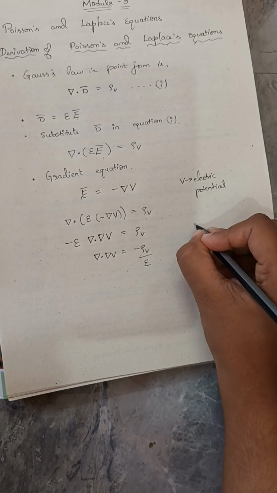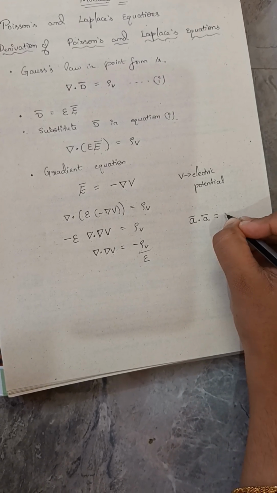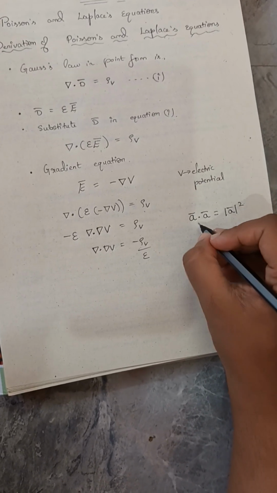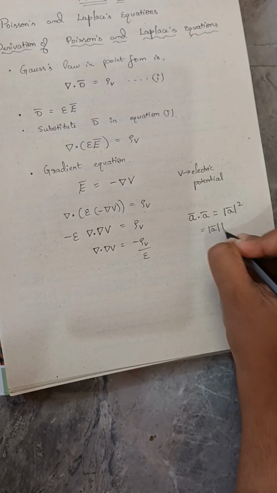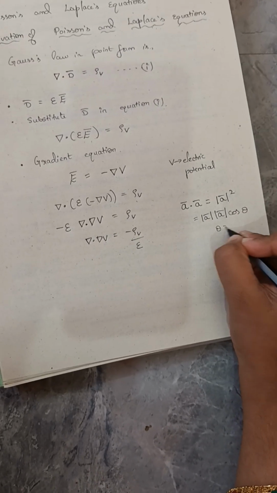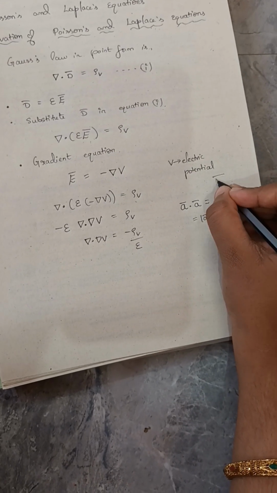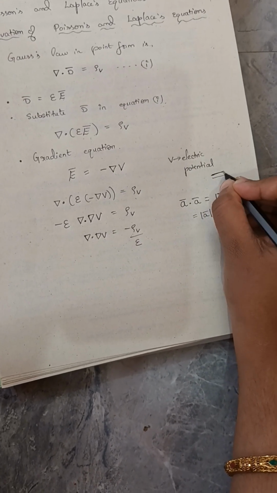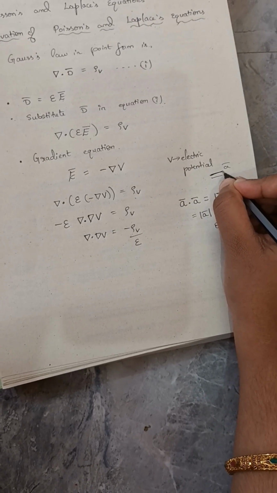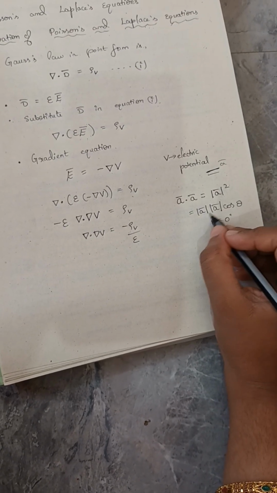We also know that if I take the dot product of two similar vectors, the answer is always the magnitude square. The dot product is the magnitude of the first into the magnitude of the second into cos of the angle. If you have the same vectors, the angle will be 0 degrees because they are parallel, on top of each other. So the angle is obviously equal to 0, and the answer is going to be the magnitude square.